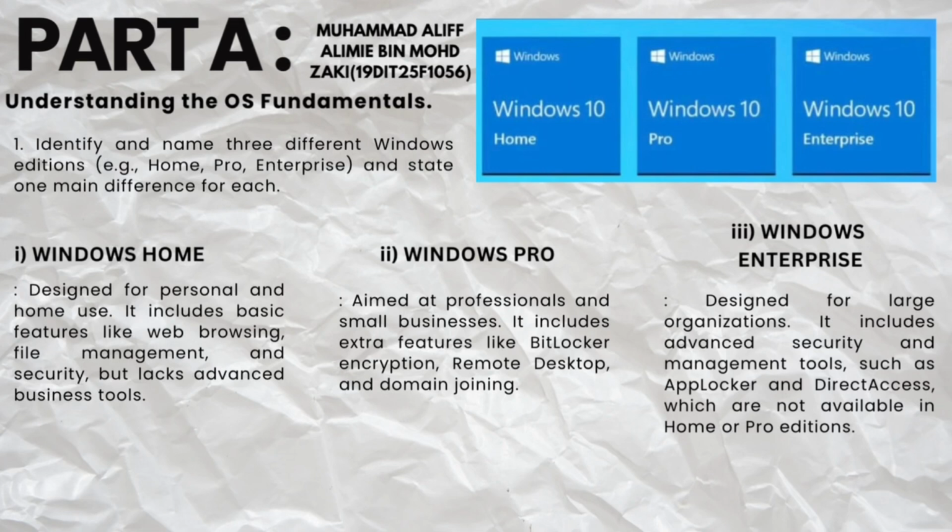First, Windows Home is designed for personal and home use. It includes basic features like web browsing, file management, and security. Second, Windows Pro is aimed at professionals and small businesses. It includes extra features like BitLocker. Lastly, Windows Enterprise is designed for large organizations. It includes advanced security and management tools such as AppLocker and DirectAccess.